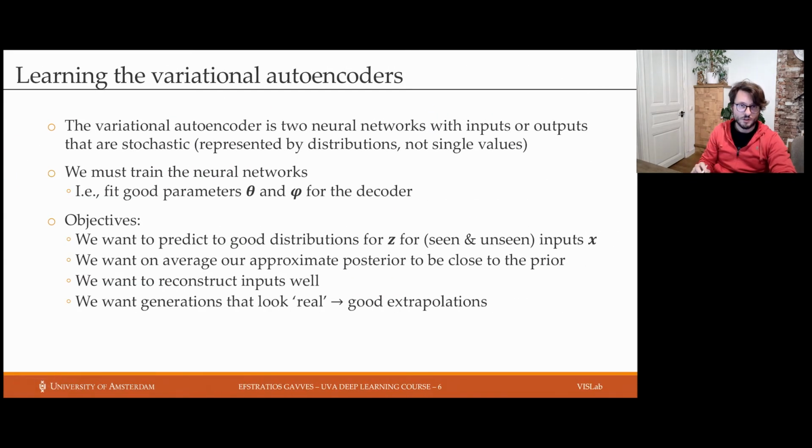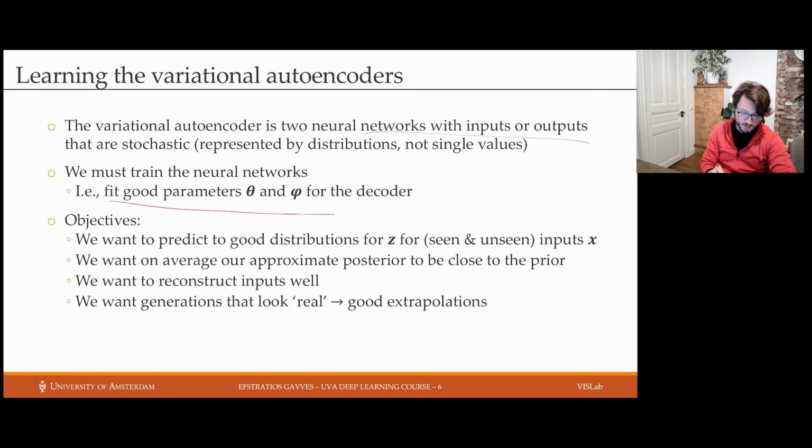Of course, variational autoencoders are neural networks, and therefore we have to optimize them. We have to learn good parameters. For the encoder, the good parameters mean that the approximate posterior tries to be as close as possible to the true posterior. And for the decoder, the parameters push the generative model to generate data that produce high likelihoods. Since the two neural networks have inputs and outputs that are stochastic, at least some of the parameters for my approximate posterior and my generative model will correspond to parameters of distributions, not parameters of a neural network.